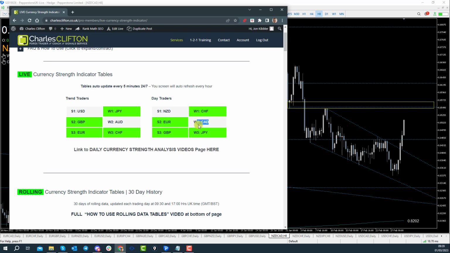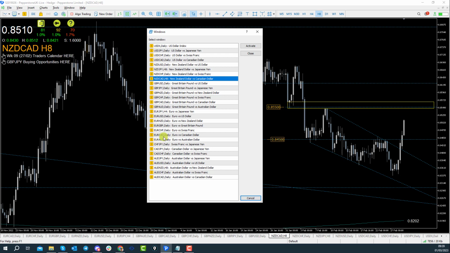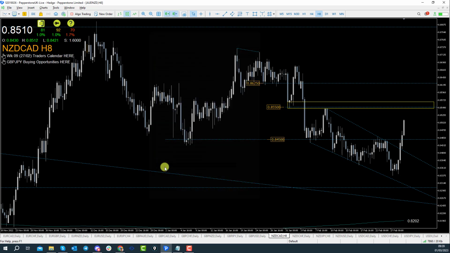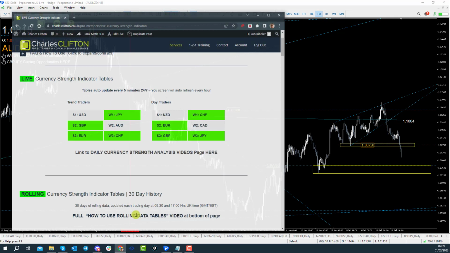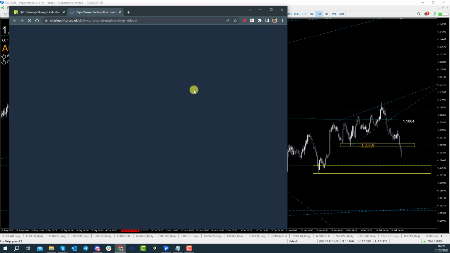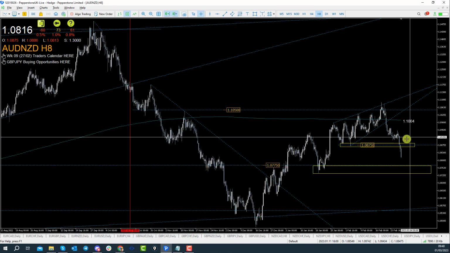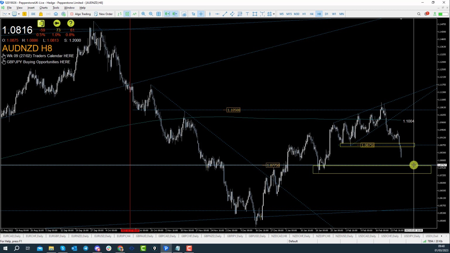We did have Aussie featured on here as well. That's since gone away before filming the video, but you can see that it is the second weakest from the trend trader's perspective. And we did talk about Aussie Kiwi in a previous video a few days ago. So if we look at Aussie Kiwi, if I just bring in the daily videos here, you'll see that Aussie Kiwi was last featured on the 24th of February, and we said sellers are targeting the 1.0775 handle, and you can see here we're well on our way to seeing price come back down into that area.